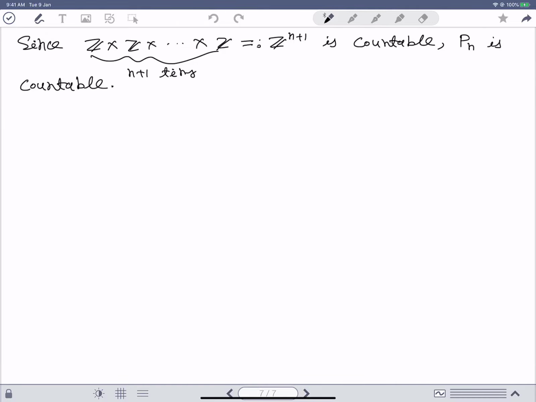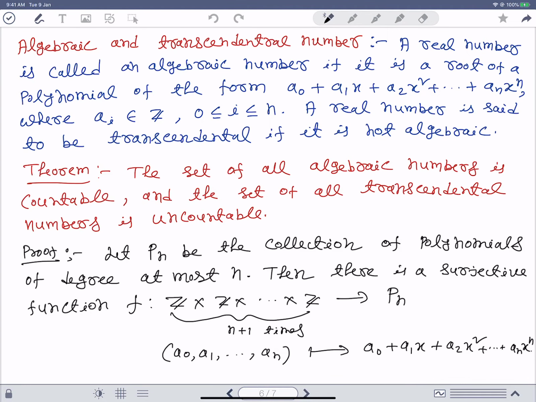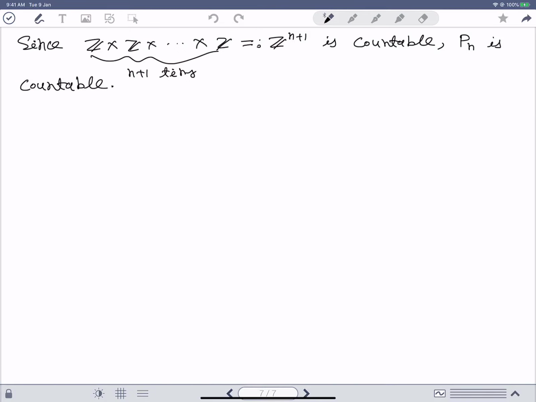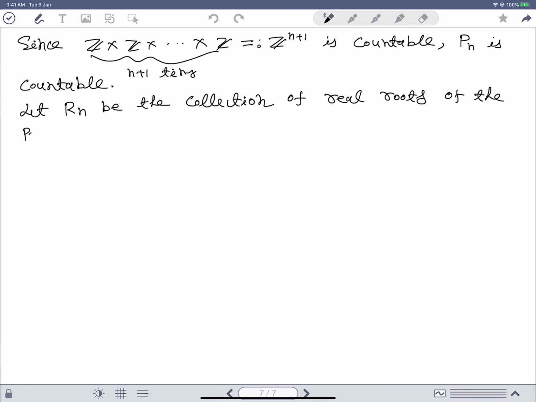Right? That means the collection of polynomials with integer entries, up to degree at most n, is countable. Now note that if you take each polynomial, each polynomial has at most a finite number of real roots. So we consider Rn to be the collection of real roots of the polynomials in Pn.